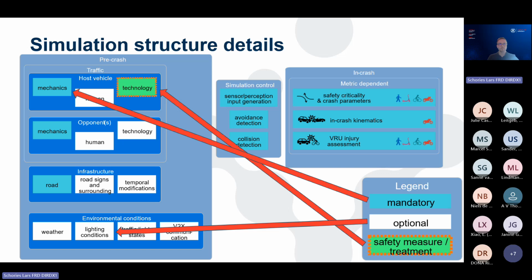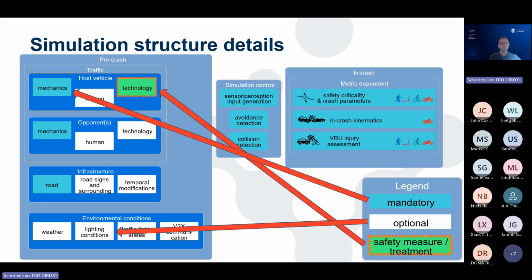And the in-crash part as well defines its own cluster. So we have in-crash simulation models, which differ from each other based on the applied metric. So we can have different kinds of metrics. You see it later as well. Safety criticality and crash parameters, in-crash kinematics, VRU injury assessment. So based on the metric you choose, you have to do different kinds of simulations to perform those assessments.